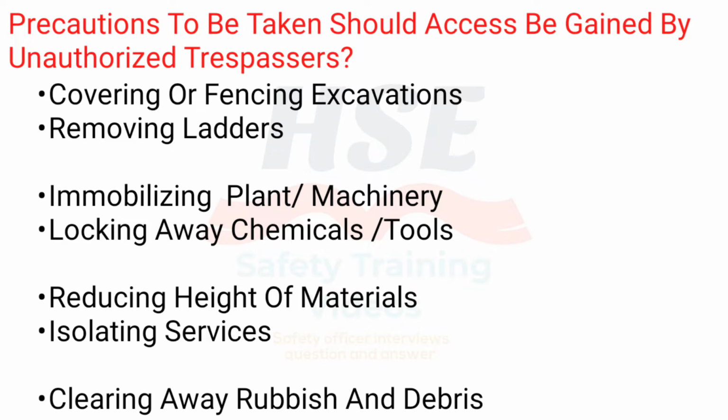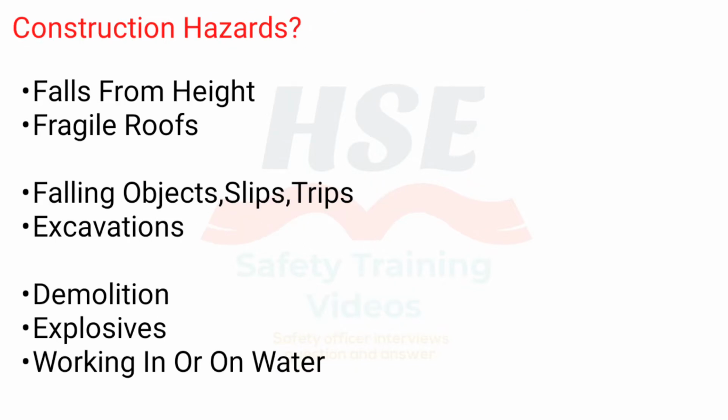Precautions to be taken should access be gained by unauthorized trespassers: covering or fencing excavations, removing ladders, immobilizing plant and machinery, locking away chemicals and tools, reducing the height of materials, isolating services, and clearing away rubbish and debris.